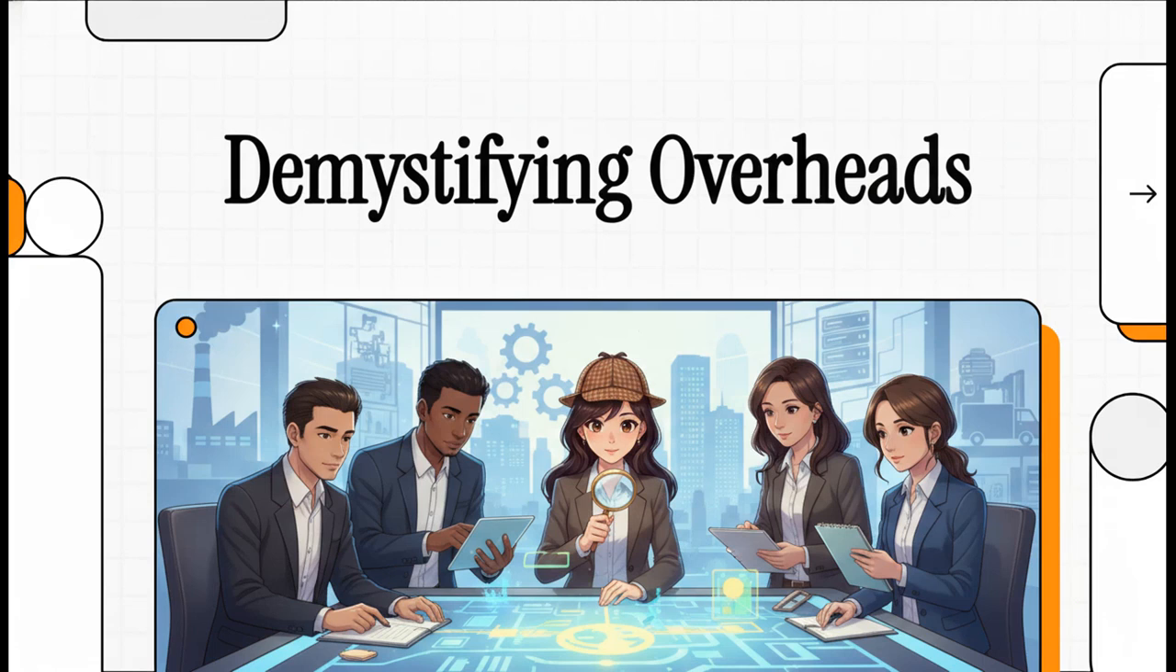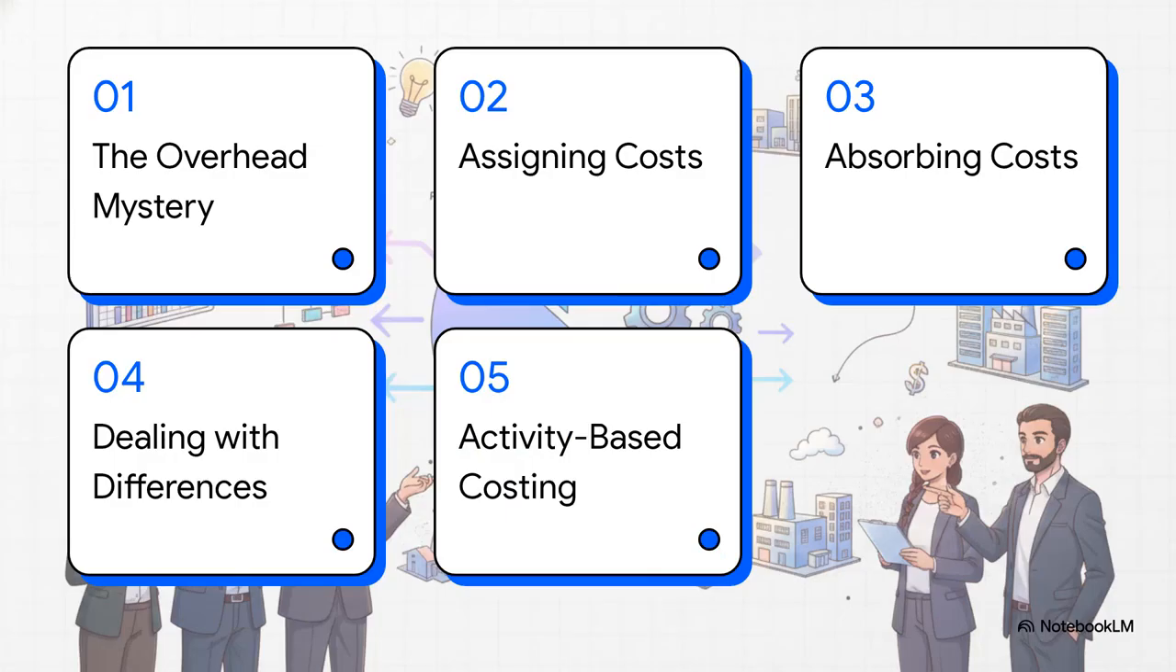Today we're putting on our detective hats to solve one of the most fundamental, and frankly, most notorious mysteries in business, tracking indirect costs. If you've ever looked at a company's finances and wondered where all the money actually went behind the scenes, well, you're in exactly the right place. We're going to decode the complex, sometimes dry, terminology of cost accounting and transform it into a really clear, actionable investigation.